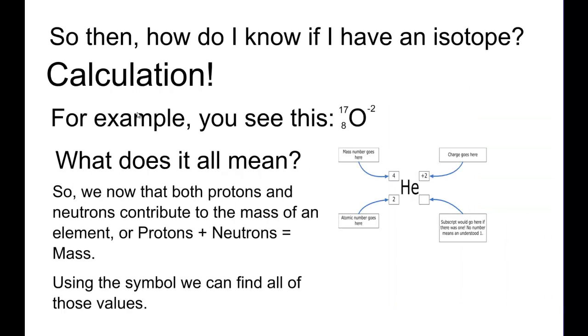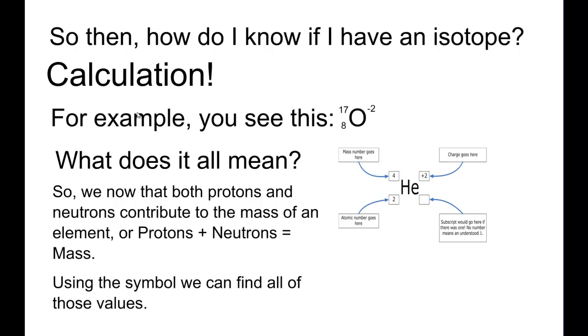Okay, so how do we know if we have an isotope? Well, we do some simple calculation. For example, you see this. We've got an oxygen atom. We know that by the O. O is the symbol for oxygen, with a mass of 17. We've got 8 as the atomic number, so 8 protons, and a -2 charge. So we know we have 10 electrons, because we have 2 more electrons than we have protons.